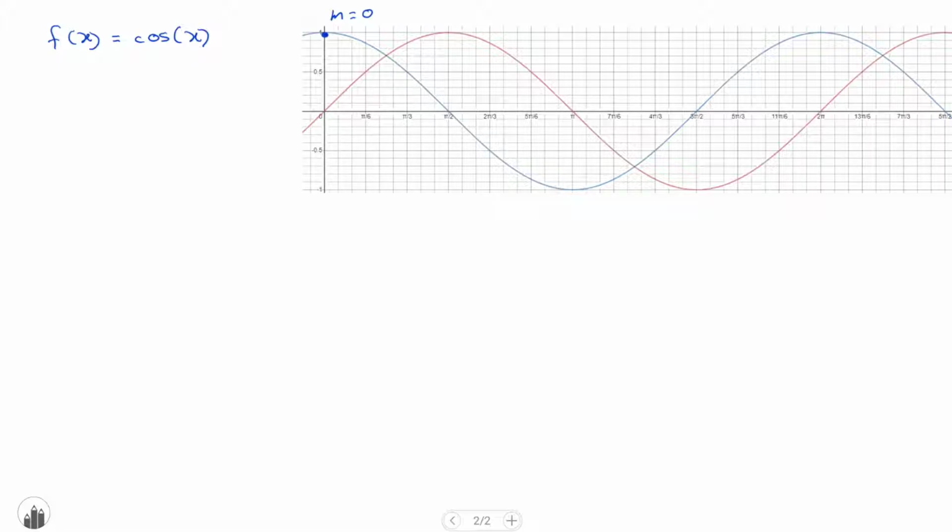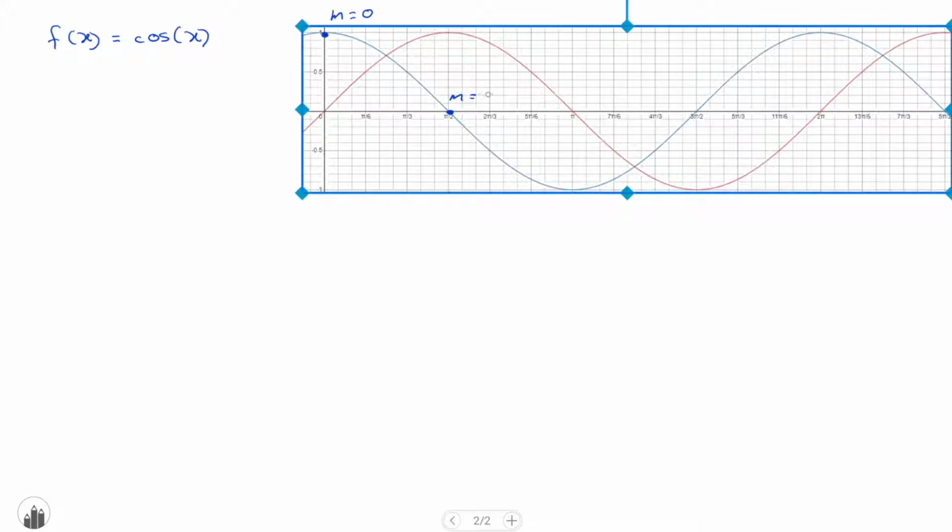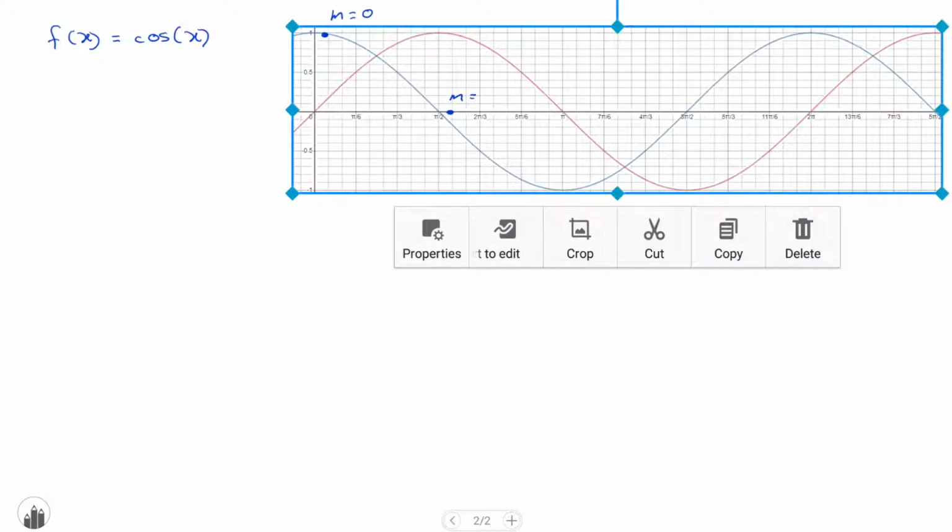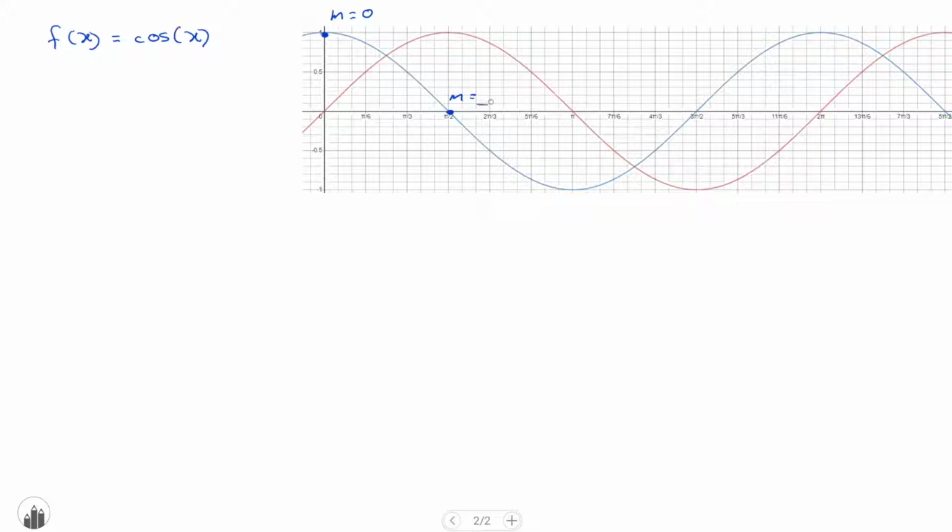What's our gradient at this point here? Well, at this point our gradient m equals -1, right? And our gradient here equals -1. Cool. What's our gradient here? Gradient m equals 0. Here our m equals 1, and so on. We've got our value m here equal to 0 again.